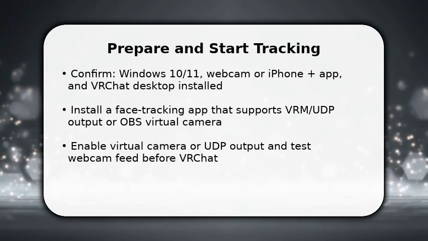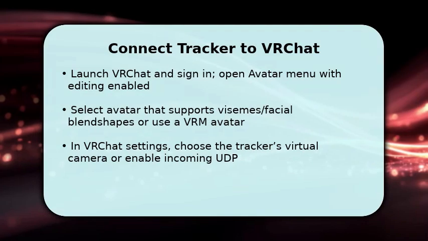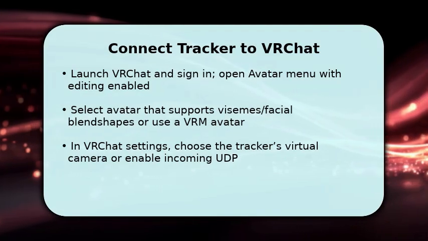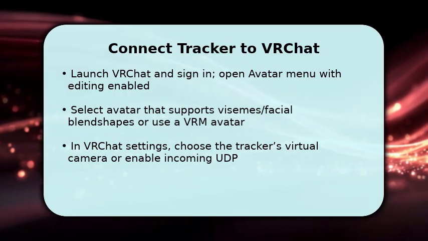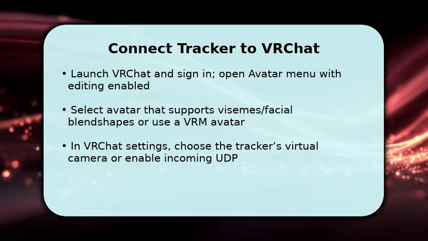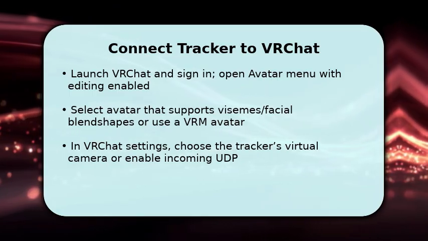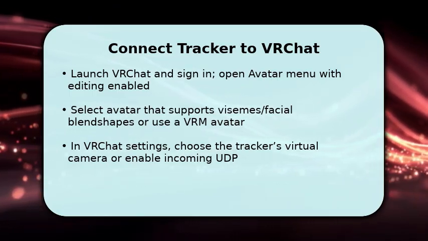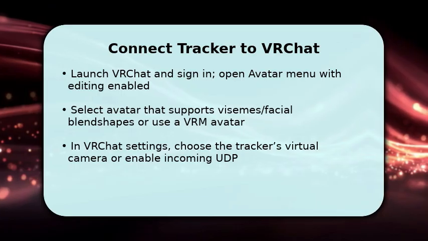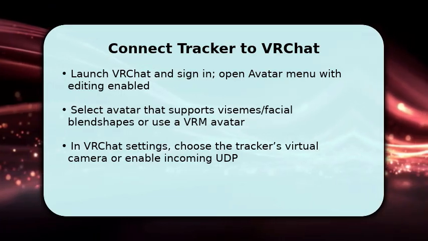Now connect the tracker to VRChat. Launch VRChat and open the avatar menu. Choose an avatar with facial blend shapes or import a VRM that supports visemes. Next, switch VRChat's webcam source to the tracker's virtual camera or enable the incoming UDP data path in your tracker and set VRChat to accept it.